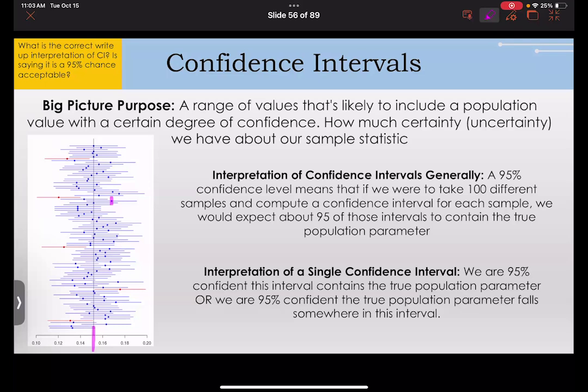Yeah. So can you say that, not write out, but interpret, if we conduct this study multiple times, the true population parameter will be in this interval? No, because each time you conduct the study, you will get a different confidence interval, right?